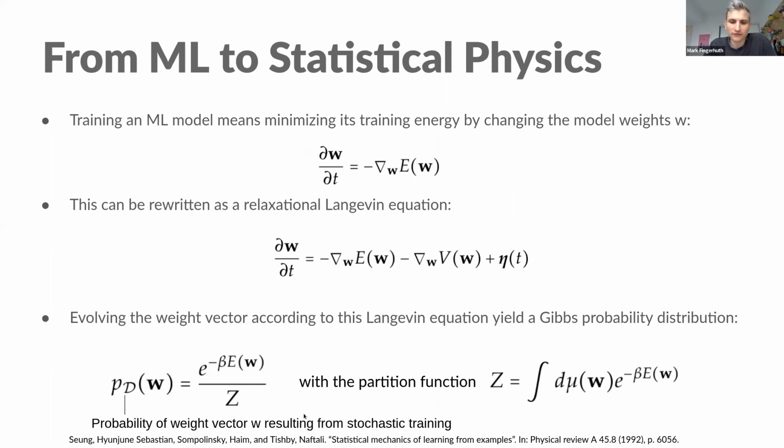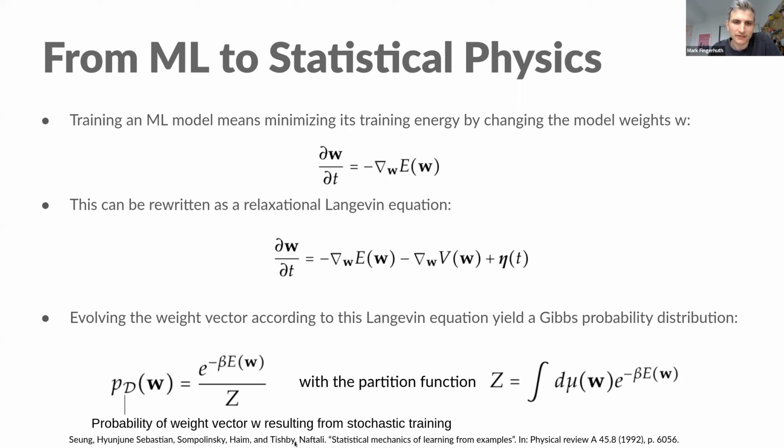And so just to outline a little bit of the background, or where this field comes from and how you can get from machine learning to statistical physics, I just want to walk you through, on a high level, the main idea behind this field. So first, we can say that if we train a machine learning model, we want to minimize its training energy by changing the model weights W in some time step delta t. So you can think of this equation as stochastic gradient descent.